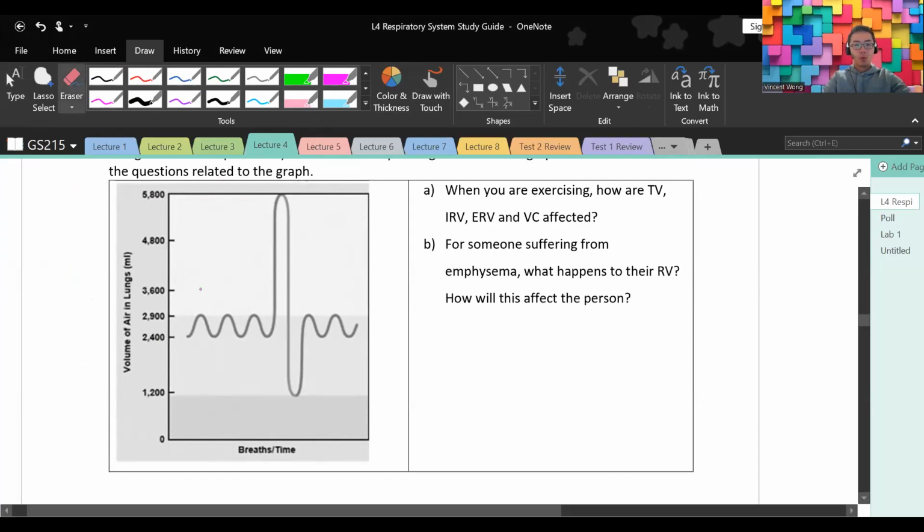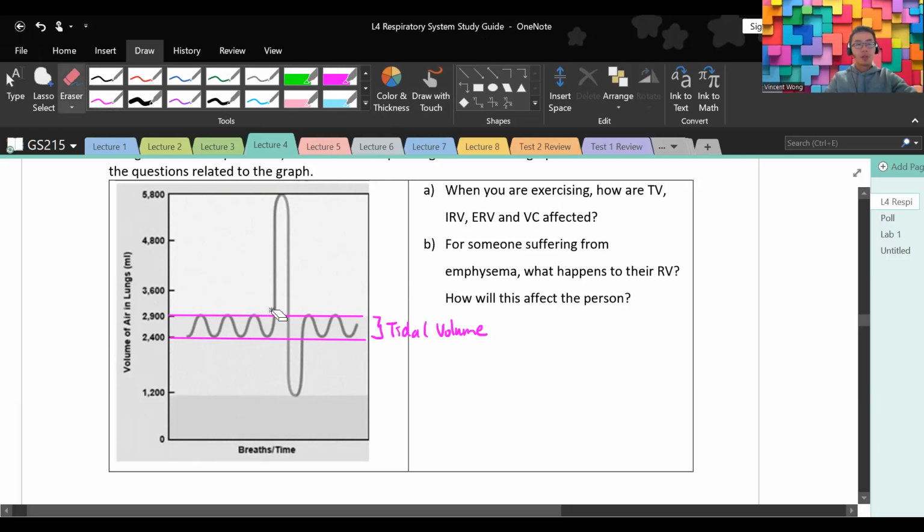So that normal fluctuation, in and out like that, is called the tidal volume. And that depends on the person. Some people are bigger than others, and so the tidal volume might be larger for some people than others. So this is the tidal volume.